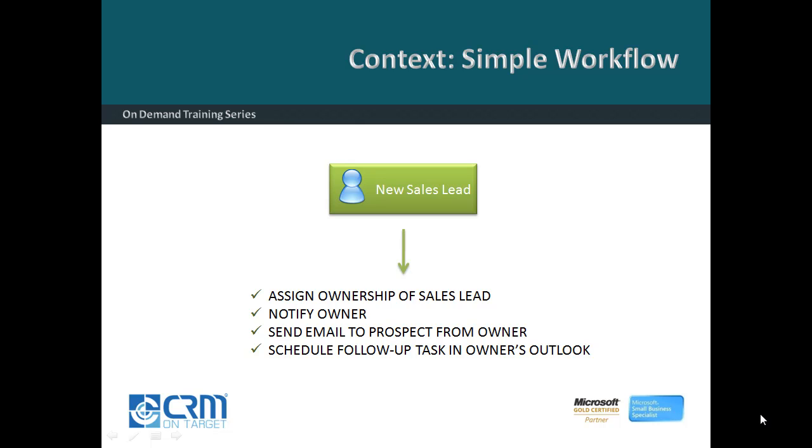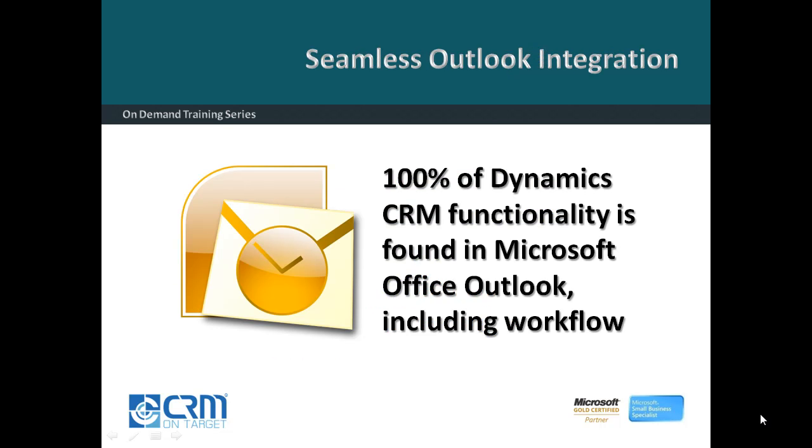So to set up the context for today's session, let's build a simple workflow. Let's say that anytime we get a new sales lead in our system, we want to assign it to somebody on our sales team. You want to notify that person that they've been assigned a new sales lead. We want to send an email out to our new sales lead, out to the prospect, from the owner that we've assigned the sales lead to, and we want to schedule a follow-up task on that sales lead owner's Outlook task list to follow up with that sales lead. So let's go do that.